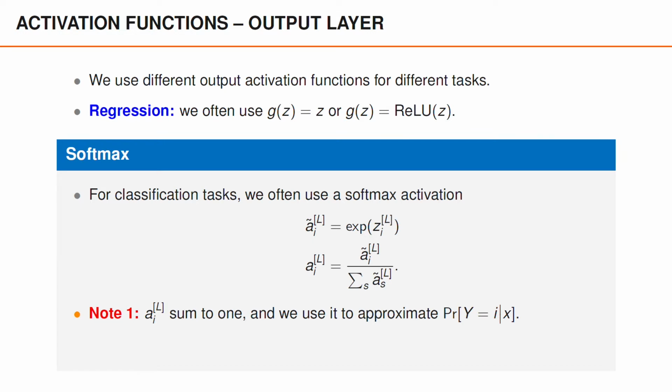This means that we can think of them as probabilities, and we usually train our networks such that a_i should approximate the probability of class i given the input variable x. We also note that the softmax function actually depends on all the z variables, since the output variables are normalized across the different output neurons.